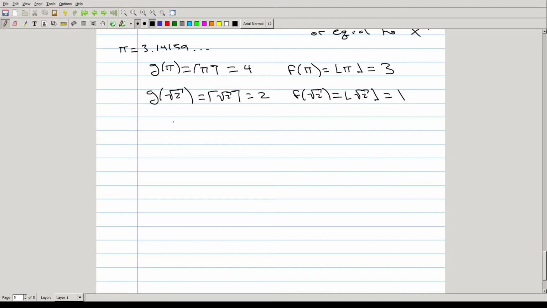The next definition that we're going to have is what's called the factorial function.